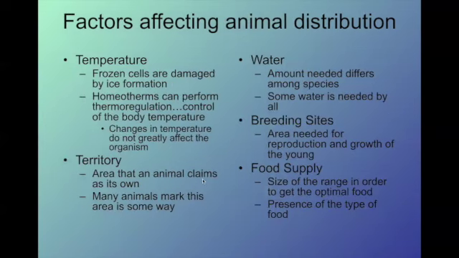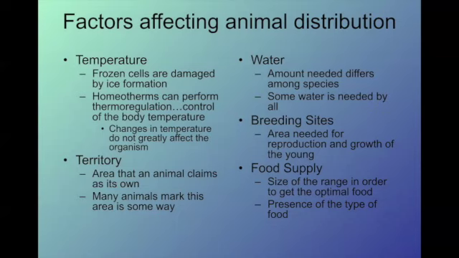Things that affect animal distribution. So temperature, things have ideal temperature range. Ideally, things are going to live between freezing and 100 degrees Fahrenheit. That's the most comfortable, where you're going to see the most species. Now, we do have some that live below freezing and some that live above 100, but it becomes rarer.